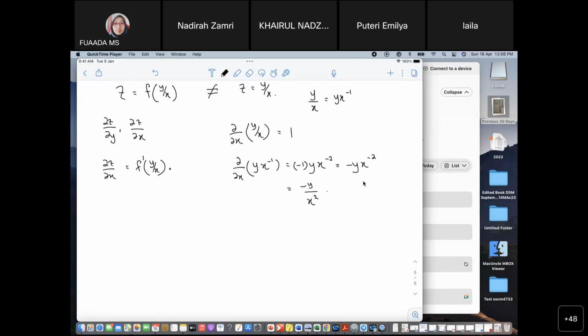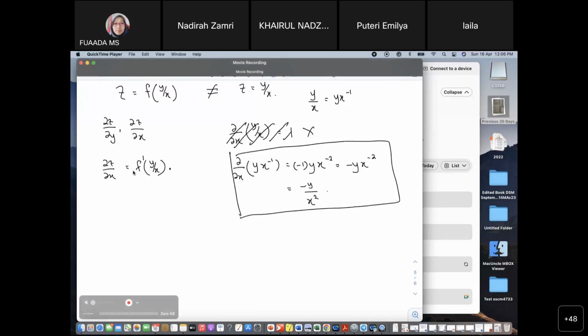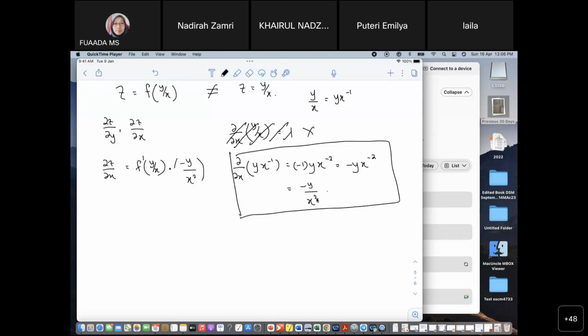So that is the derivative of the inner function. So this is not the answer. This is wrong. So this is what I am talking about. So we substitute here. Just now I said that differentiate the outer, so you get f prime times the derivative of the inner function with respect to x. So this is the result: negative y over x squared. Okay, that is for del z del x.